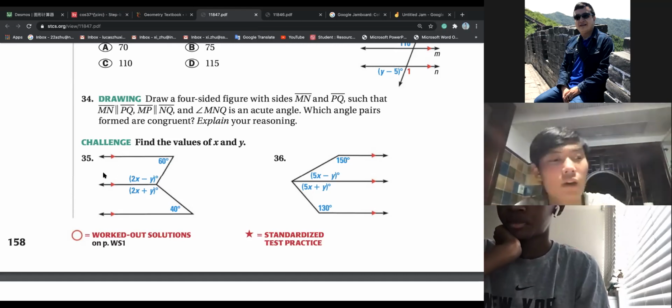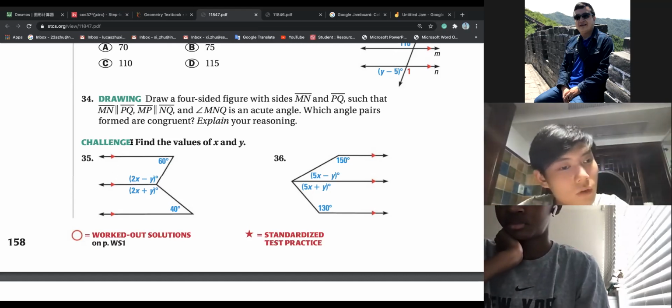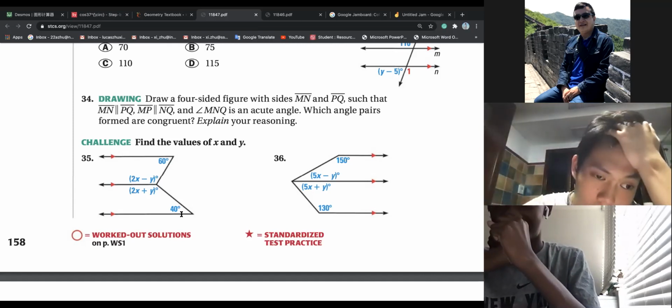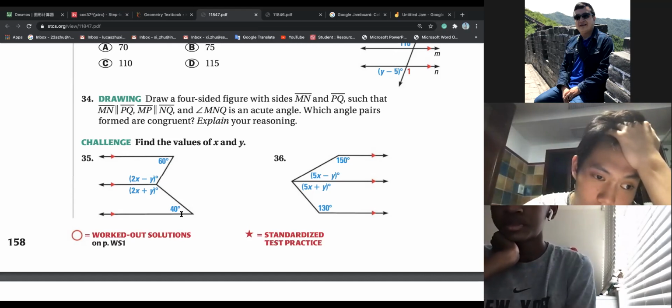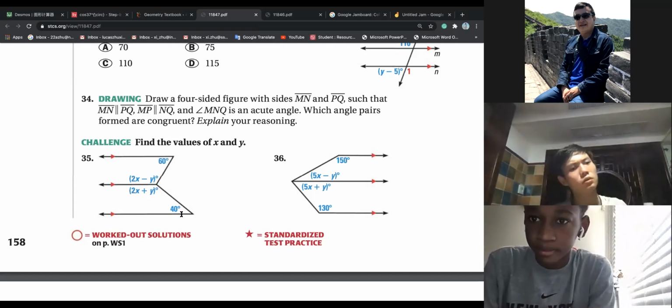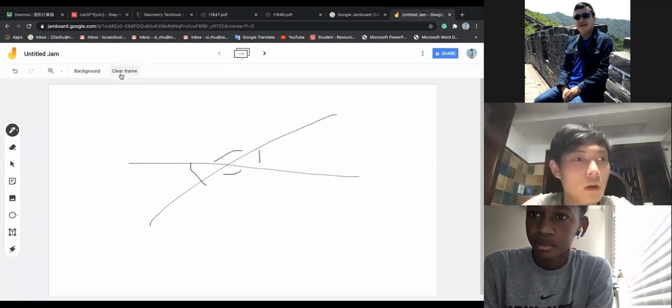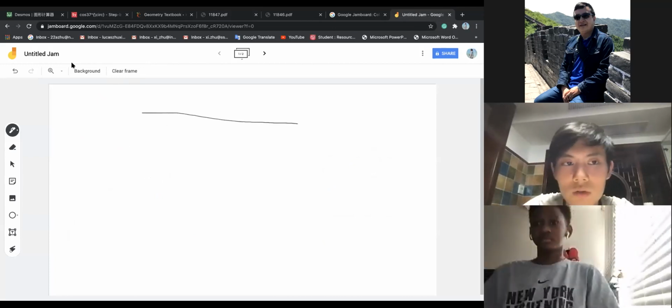Let's try this one. It's a challenge. I don't know if you can do this. Yep, you can solve it. It is possible. Well, let's do this together. I'm going to draw it down.